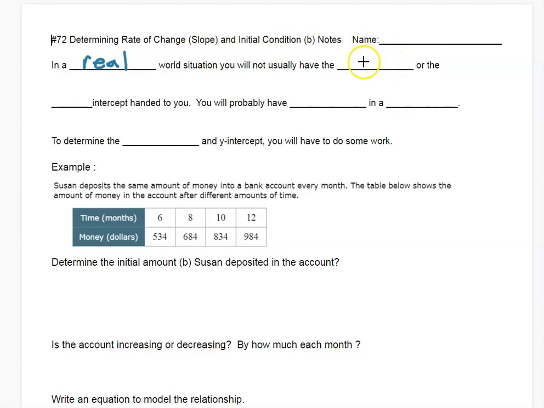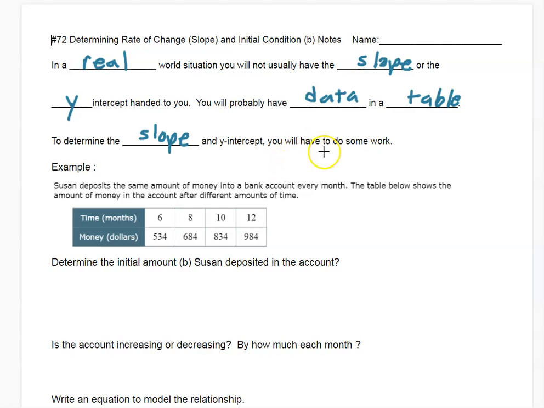you will not usually have the slope or the y-intercept handed to you. Okay, you're probably going to have data in a table. Okay, so you're going to have something that looks like this, and you're going to need to determine the slope and the y-intercept. You're going to have to do some work.